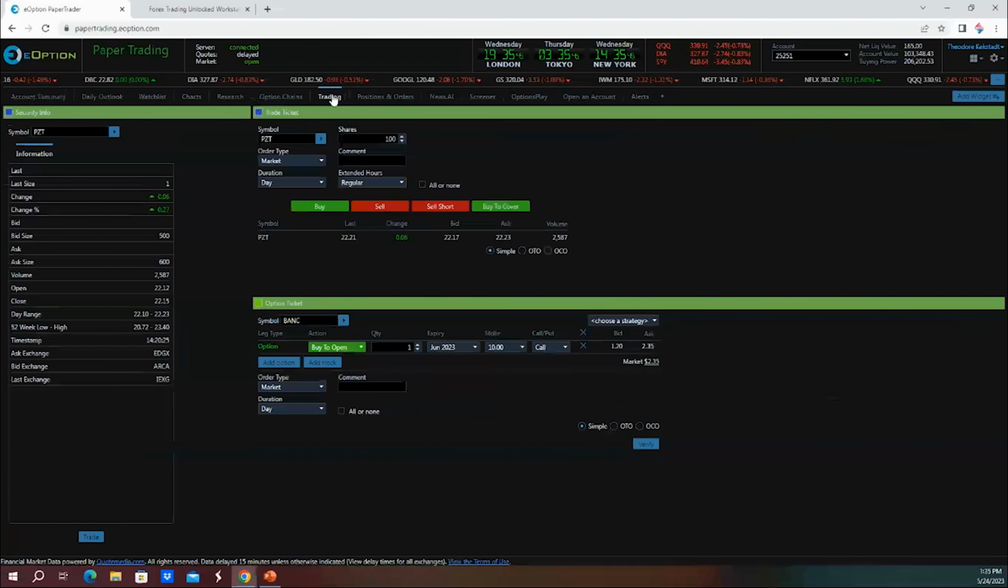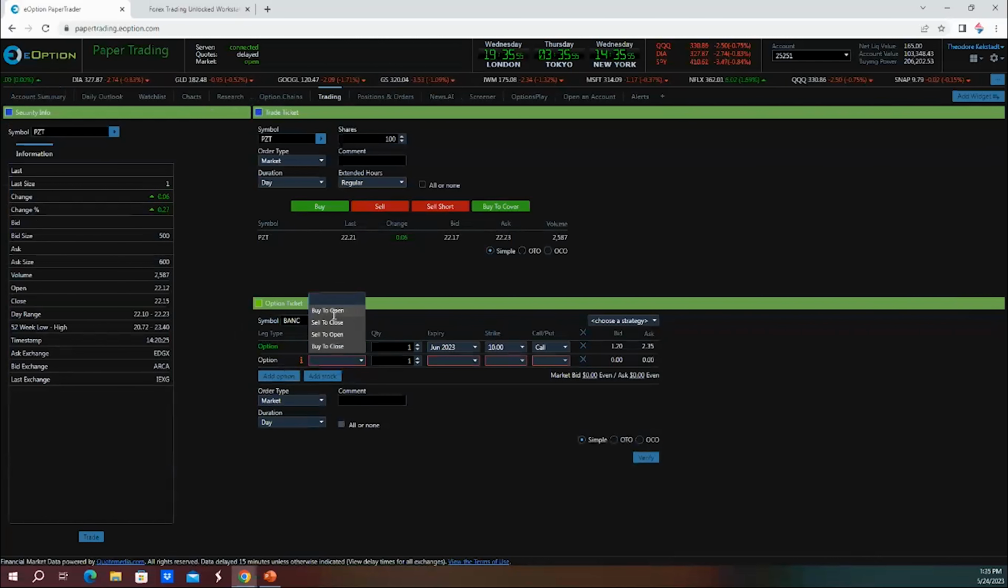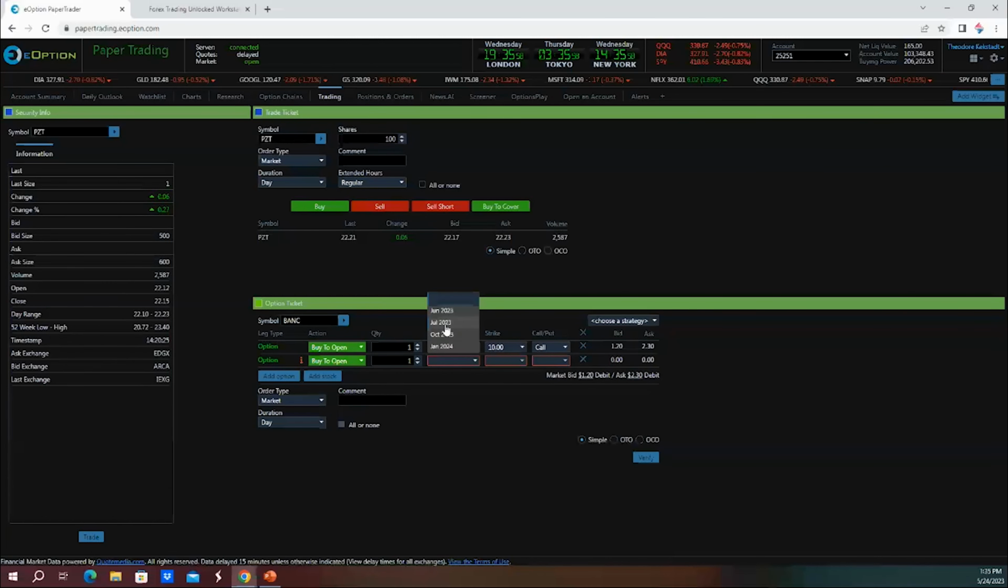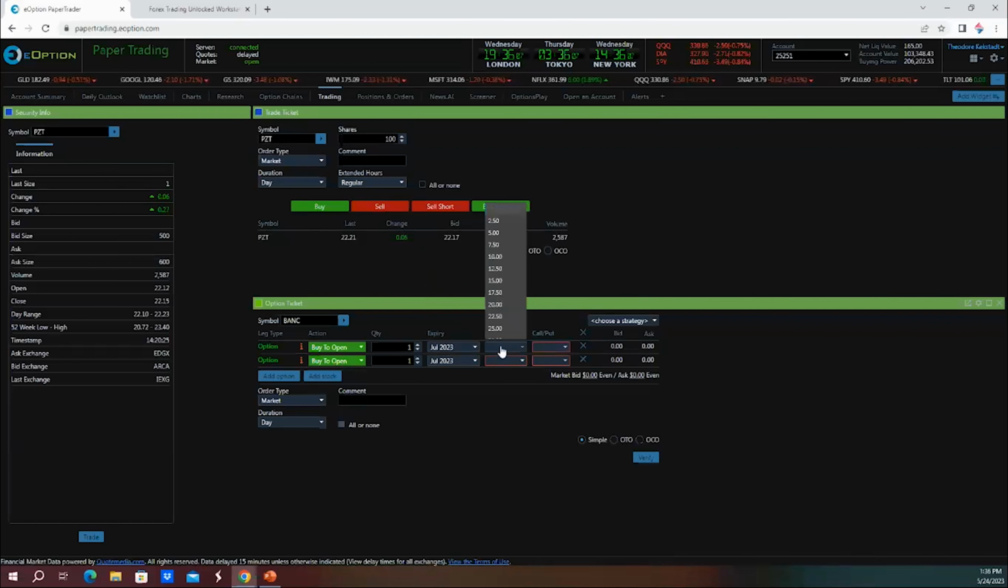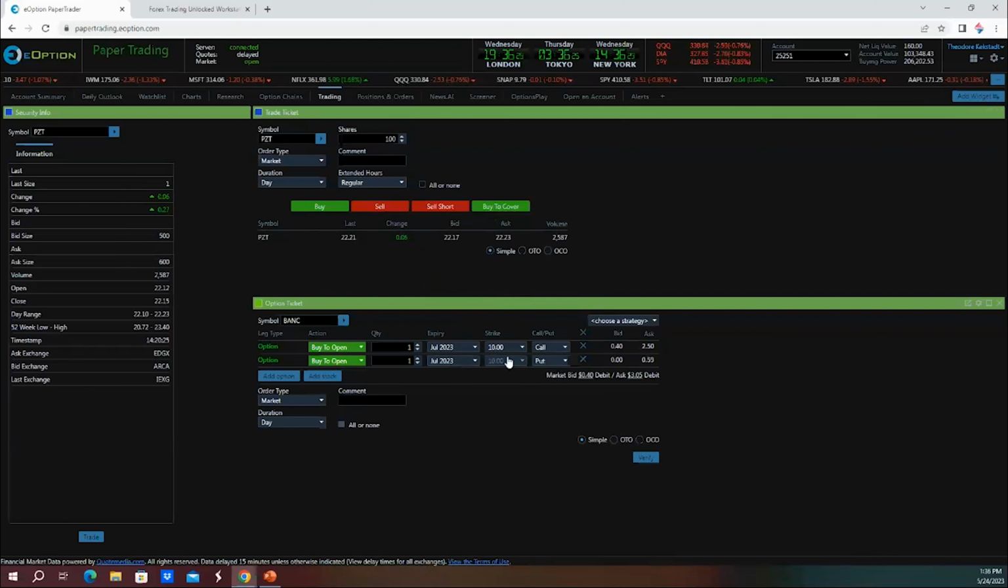Let's go back to here, so trading. And we're going to add another one, buy to open. And we're going to go out to July for this one, give us a little room. And with this one here, we'd use the $10 and the $10. And we put call up here and put up here. And here we go. We have the total price.